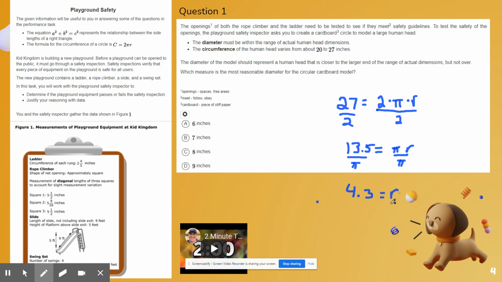The radius is half of the diameter. I need to know what the diameter is. So I'm going to multiply by 2, which is going to give me 8.6.